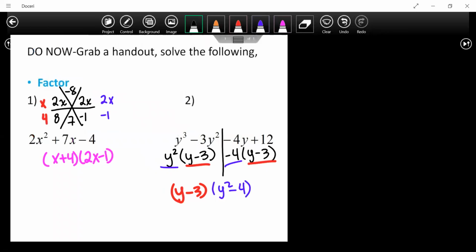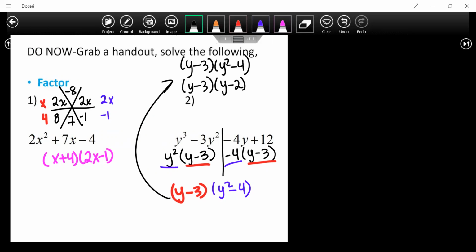Now looking at this one, I'm going to bring it to the top so people in the back can see. That would be my answer. Can I factor that out a little bit further? Right, we know it's a difference of squares. So it'll be y minus 3, and then y minus 2, y plus 2.